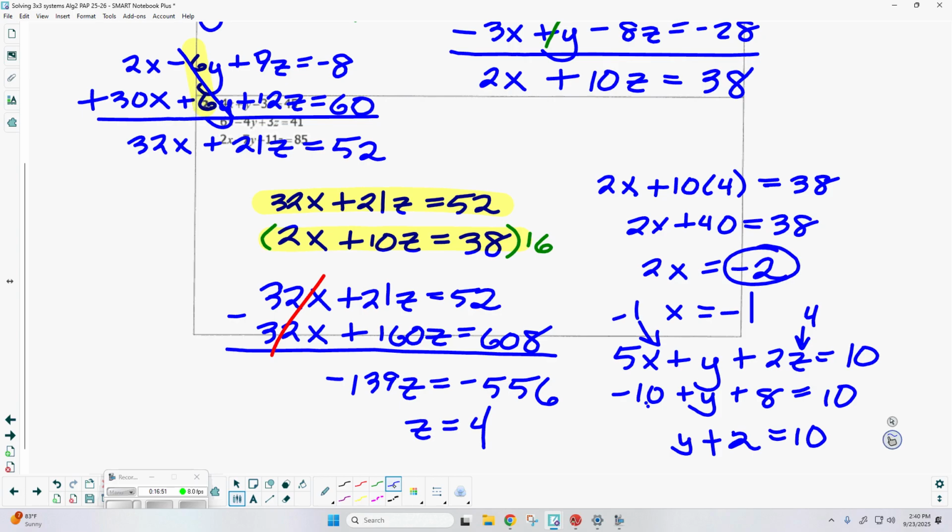I was looking at this right here. Daggone. Too much stuff up there. So that's going to be a negative 5. My fault. So negative 5 plus y.